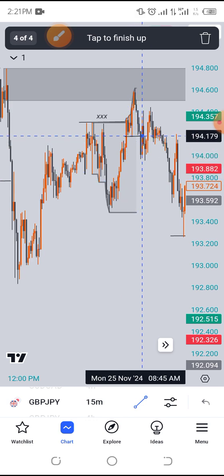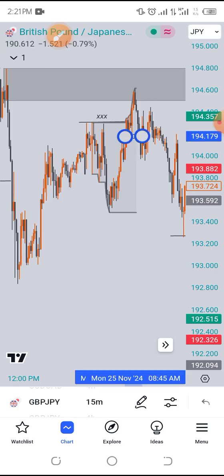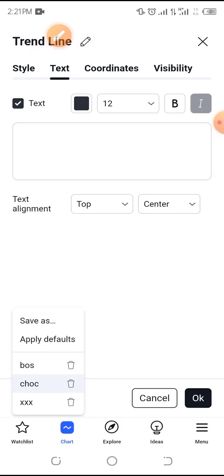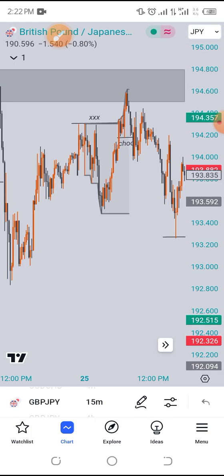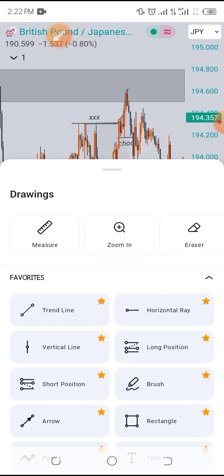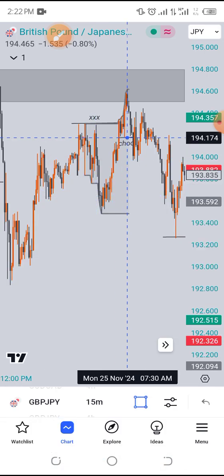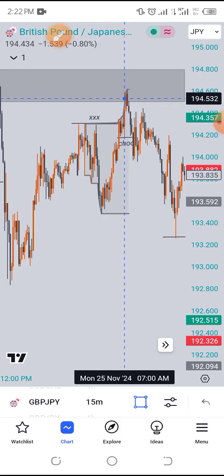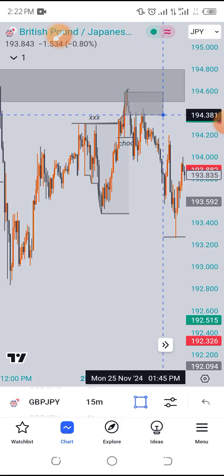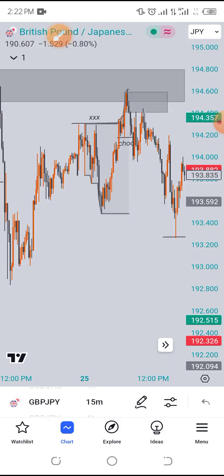This is our change of character, guys. So you have to train your eyes well so that you can be able to spot it out by yourself. If you don't train your eyes well, you might not be able to spot it out by yourself. So that area there was our change of character, and this was the new order block that formed after price changed character to the downside. This right here was our new order block, as you can see.